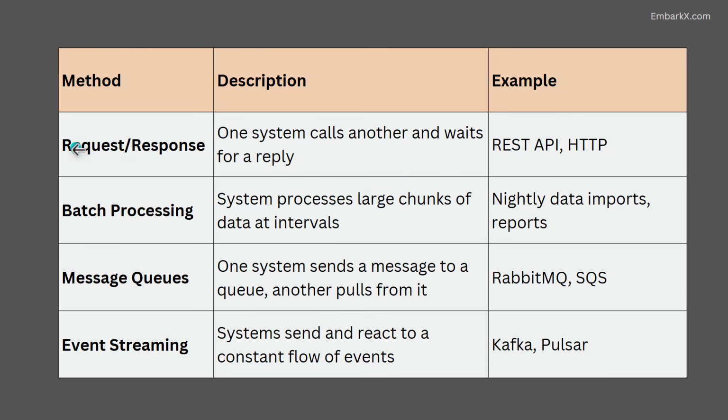So you can see over here, we have one way. We'll talk about the method, the description, and an example, okay? So the method is request response. Request response is one way wherein you can pass data between two systems, okay? One system will call another and wait for a reply. That is what a request response way is, right? An example of this is REST API or using the HTTP protocol, right? So this is what request response is. If you have ever built APIs in your career, you will know what I'm talking about.